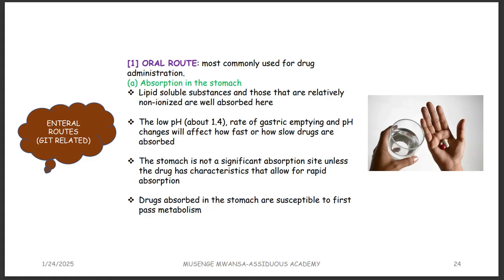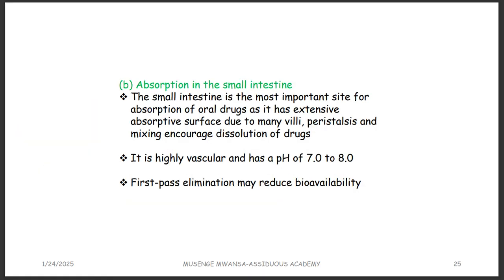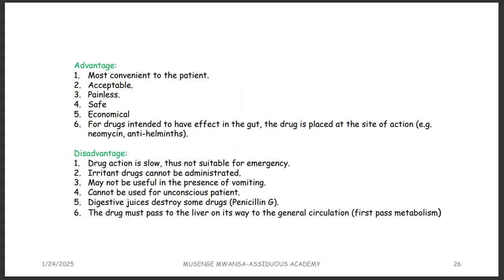So they will undergo what we call first pass metabolism. They'll be broken down. Absorption also occurs in the small intestines. When the drug is absorbed in the small intestines, it will also go to the liver. So it still undergoes first pass metabolism.